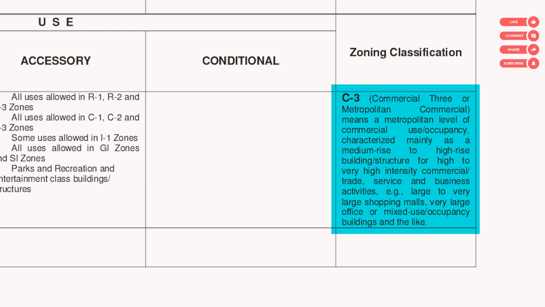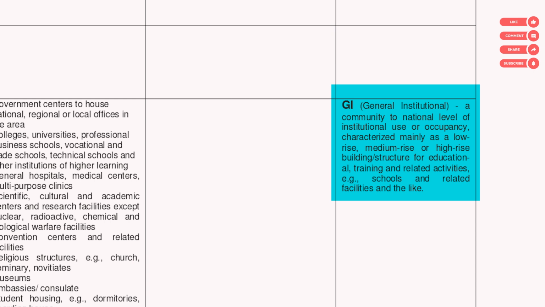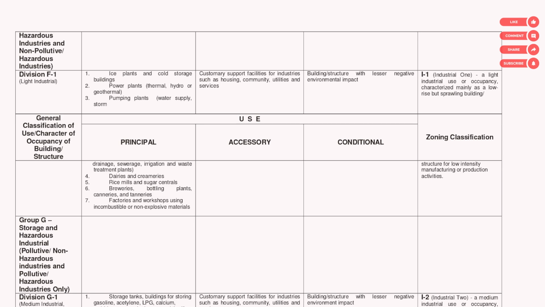The scale is, it goes beyond the city, metropolitan and scale siya. Medium to high-rise buildings, very high-density trade. We expect to see very tall buildings, large to very large shopping malls, lots of people, lots of goods being delivered and sold. In a very busy area, basically, in C3. That's what we expect to see here. As for the rest, general institutional, obviously not institutional zones, so lands as well as GI are going to be used for institutional uses like schools, government buildings, and the like, public hospitals, mga ganyan.